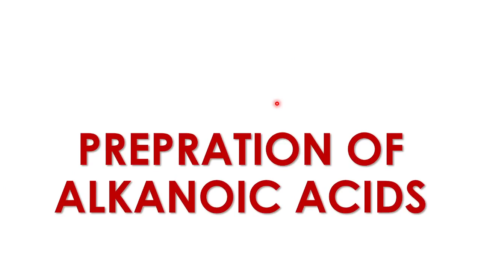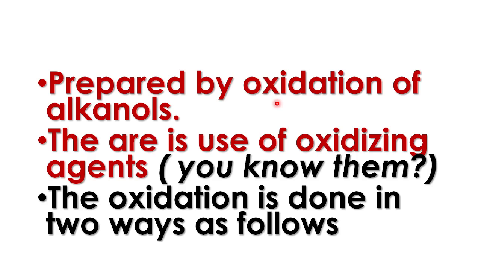So this is the most important part, which is the preparation of alkanoic acids. How do they get prepared? This is the examination part. You have to watch and then follow properly. Normally, alkanoic acids are prepared by oxidation of alkanols. That's what we learned. You have to use the alkanols, and then you oxidize them. You change them into alkanoic acids.